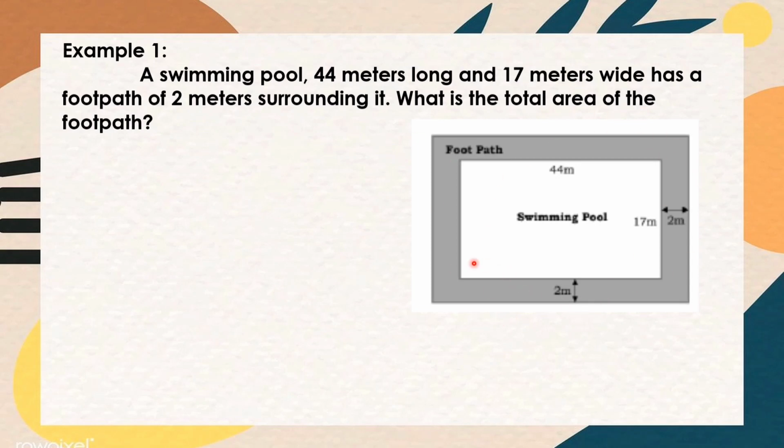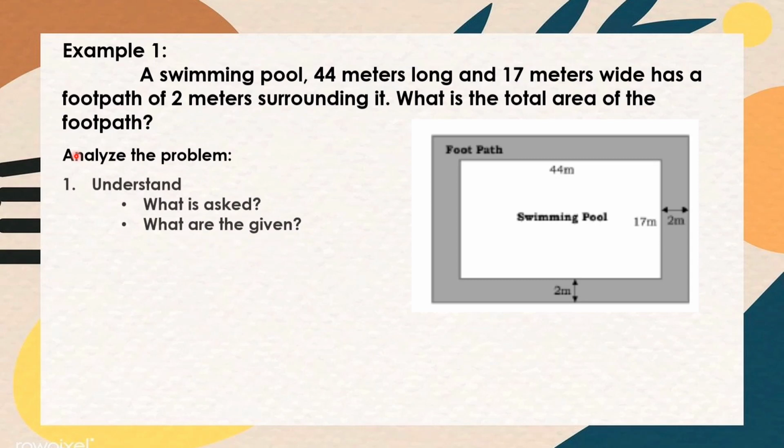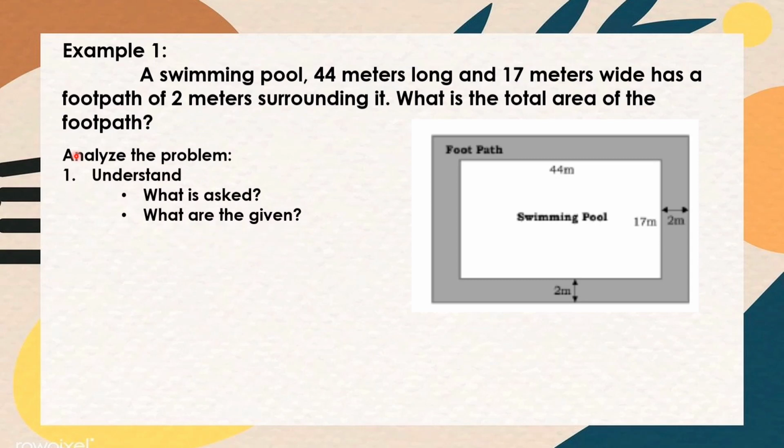Okay, so first, let us analyze the problem. So in number 1, to analyze it, we have the step 1. We have to understand. So to understand, we should know what is asked and what are the given. So what is being asked in the problem? We are looking for the total area of the footpath. So yan yung hinahanap natin. Okay, itong gray shaded part.